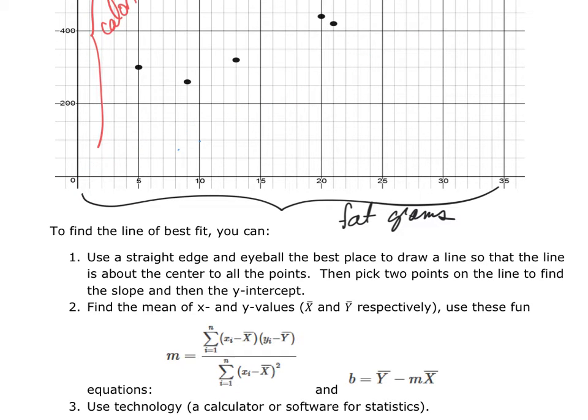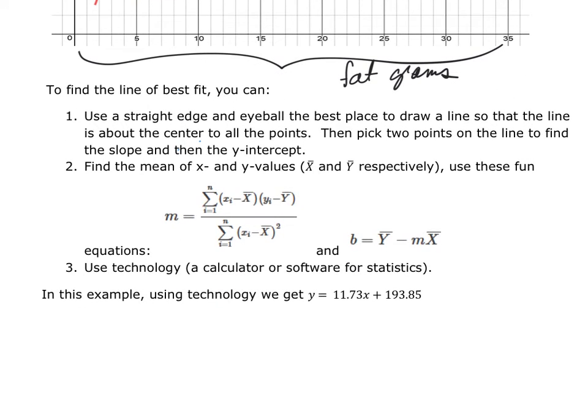Okay. So the other way of finding the line of best fit is using this formula. You take all of your x values and all of your y values, you find the mean of them, which is x bar, y bar, and then you do this summation, or you can just use technology, some sort of software, statistics, or a calculator.